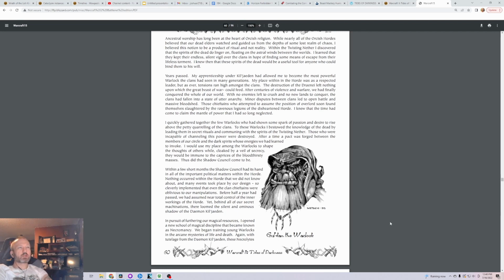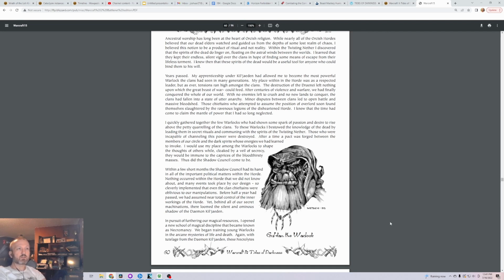Ancestral worship has long been at the heart of orcish religion. While nearly all of the orcish hordes believed that our dead elders watched and guided us from the depths of some lost realm of chaos, I believe this notion to be a product of ritual and not reality. Within the Twisting Nether, I discovered that the spirits of the dead do linger on, floating on the astral winds between the worlds. I learned that they kept their endless silent vigil over the clans in hope of finding some means of escape from their lifeless torment.